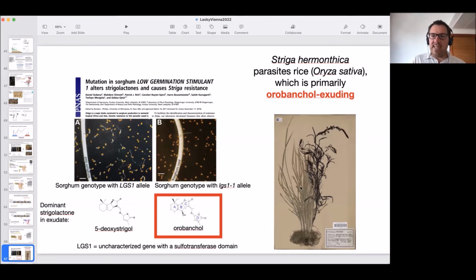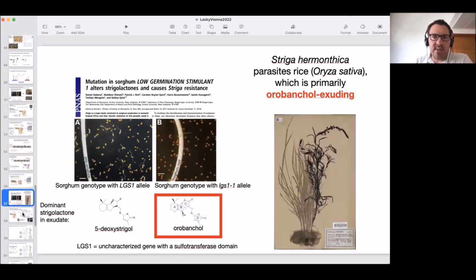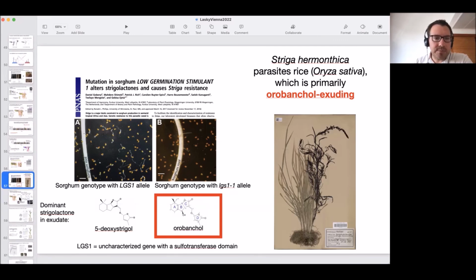It's also the same strigolactone that rice carries, which mainly exudes orobanchol. That's the same kind that was resistant here, but rice can also be parasitized by the same parasite. So that to us suggests that there are populations of the parasite out there that have alleles that make them capable of sensing this putative resistant hormone. So we're following up on some of that with genetics of the parasite populations from different regions.